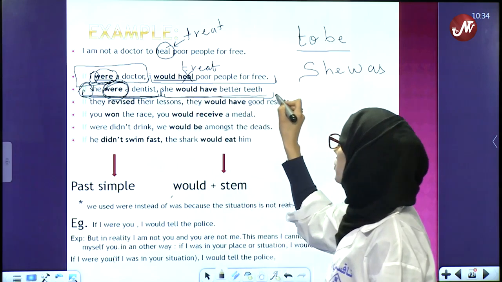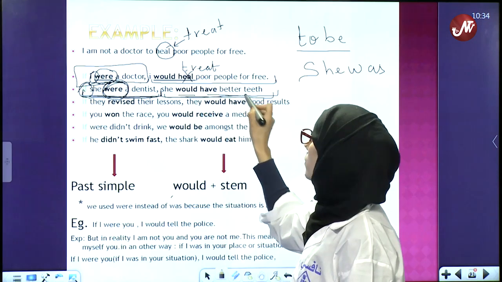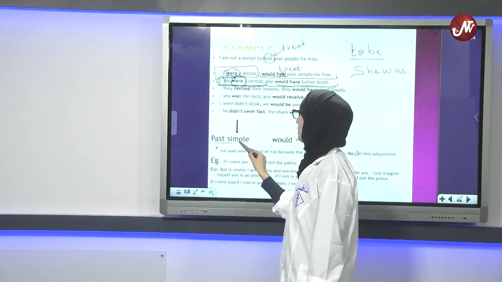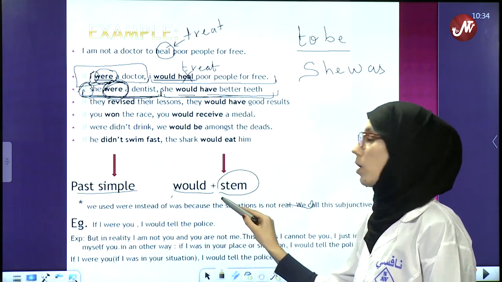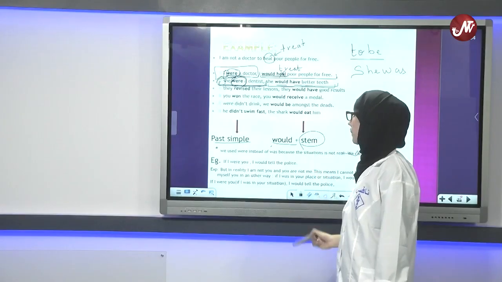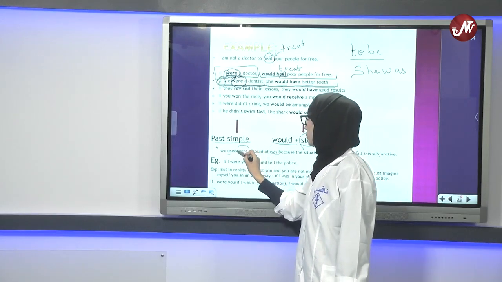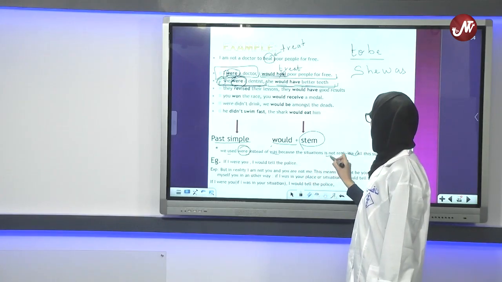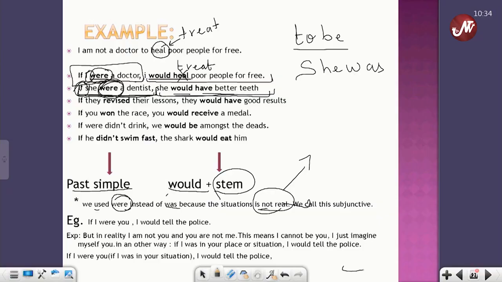She would have better teeth. So what do we have here? Would plus the stem of the verb. So in the first part, what do we have? The past simple in the condition. And we have would plus stem of the verb. Stem, as we have seen, is the verb in the infinitive without to. We call it the stem. So we used were instead of was. So what do we use? Were instead of was, because the situation is not real. So here we are talking about unreal.